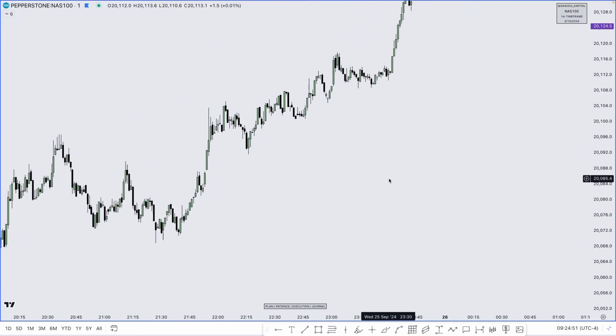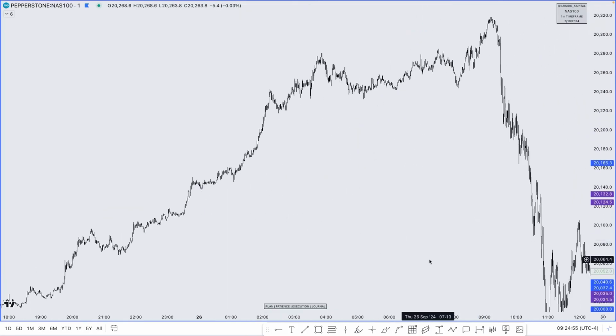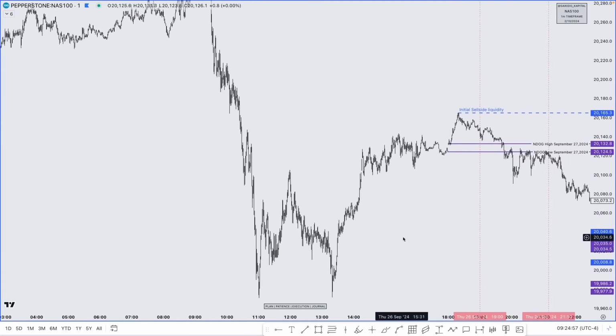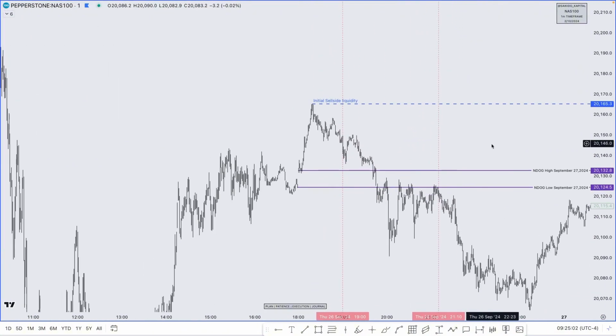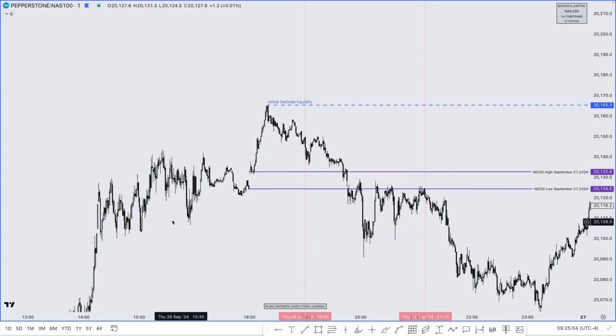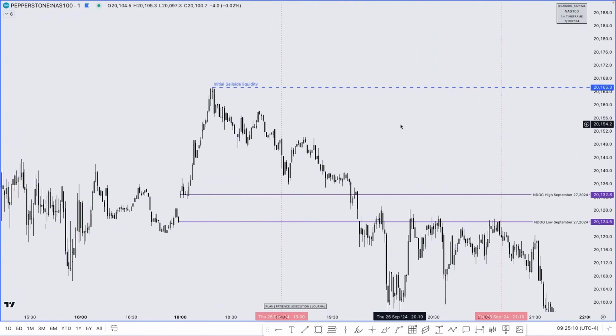Okay, let's go on to our next example. This is the example that would require a bit of in-depth knowledge as to what the algo is looking for. So here you have relative equal lows again, but let's focus here. What does price tell us after 7?